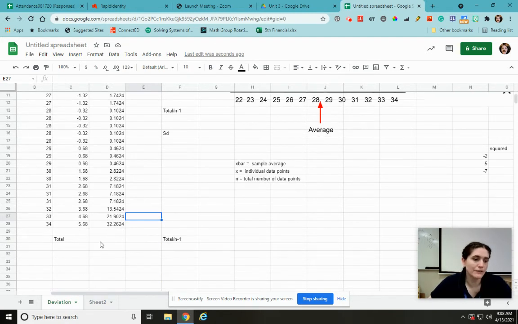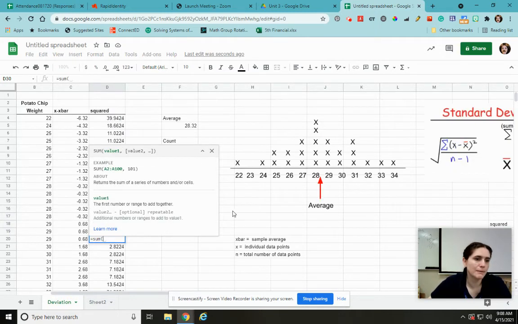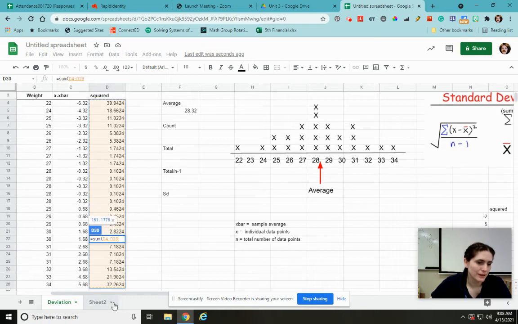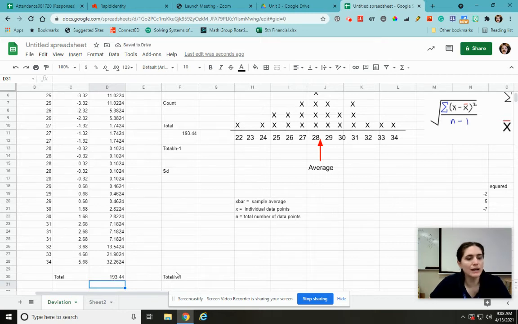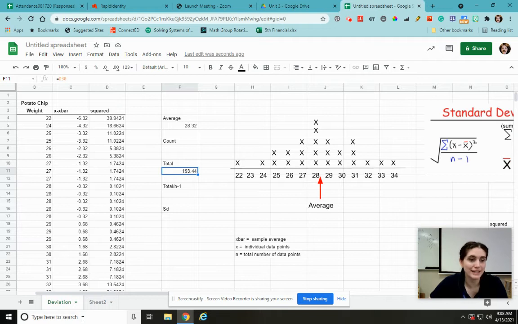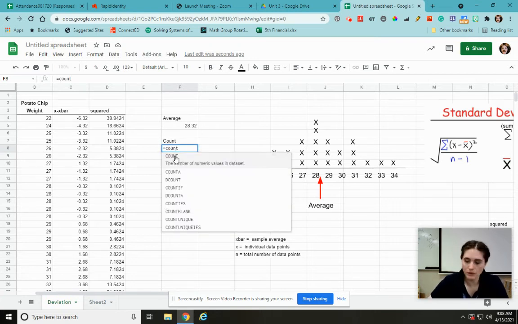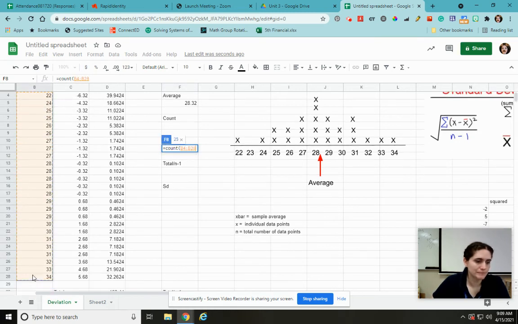Okay, so we need to add them up. That's the point of all of that. So I go equals sum, and I am going to add those up. Thank you, Google. There we go. Okay, so I have that here. Now I don't want to have to keep referring back. So what I did is I went up here and I put equals and I referred to that so that it would automatically update. Also, I need to know how many there are and I don't want to have to count myself. So I'm going to equals count, open parentheses. I'm going to highlight all of my data points, close parentheses. There are 25. Okay, moving right along.